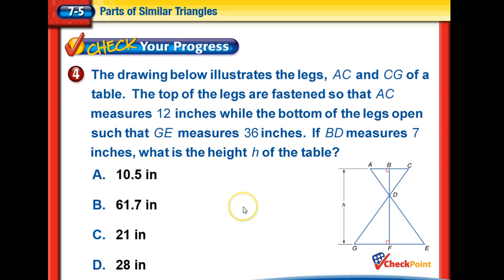And I apologize that this is a 12-minute video. So this is the end of Chapter 7, Lesson 5, just keeping in mind that parts of similar triangles are proportional.